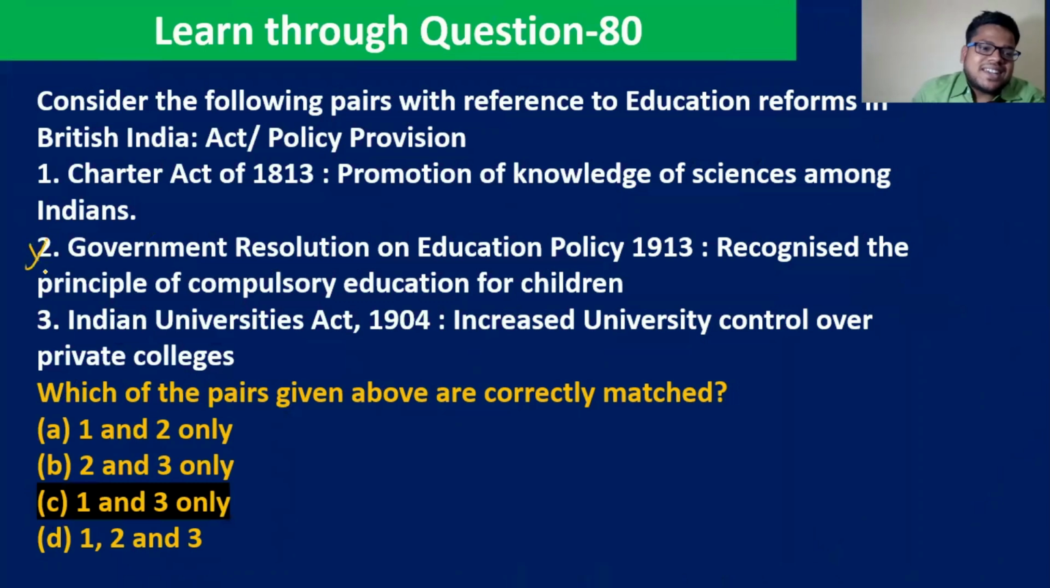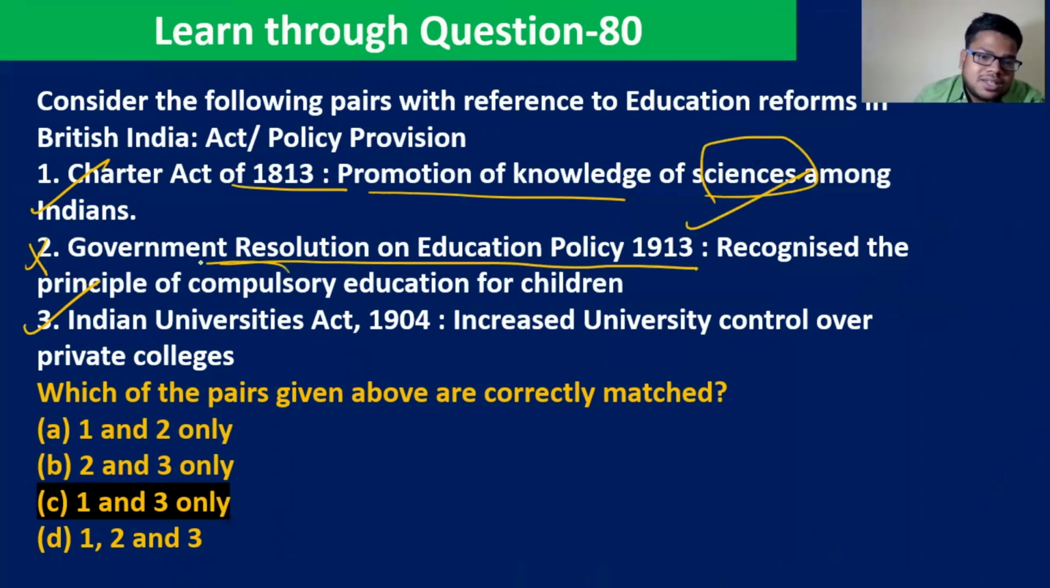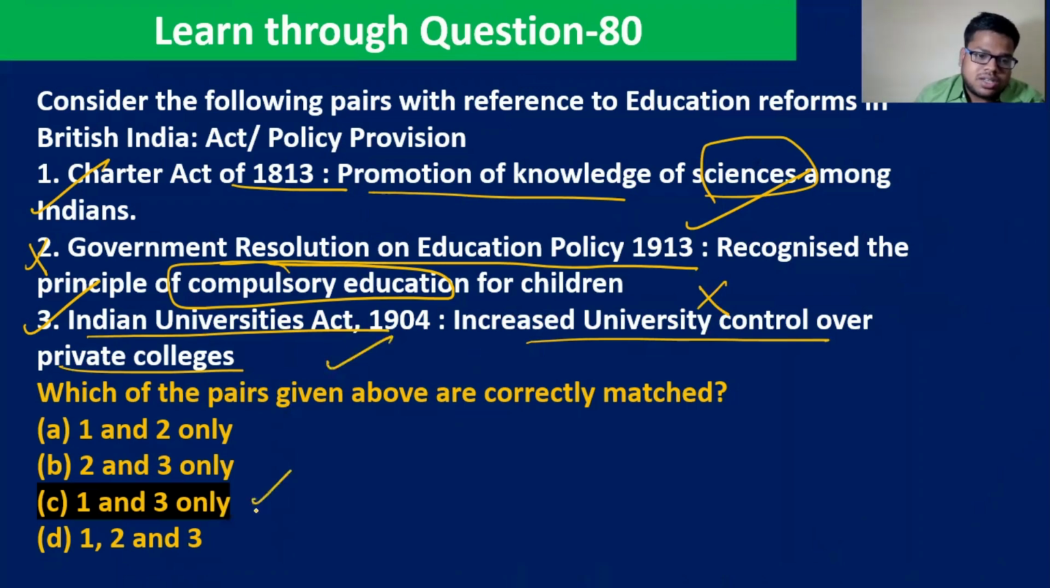Okay, so the second statement is wrong. The first and third statements are right. Let us see it again. Charter Act of 1813, promotion of knowledge of science: yes. Government resolution recognized compulsory education: the answer is no. Indian Universities Act increased university control over the private colleges: yes. So the answer is 1 and 3.